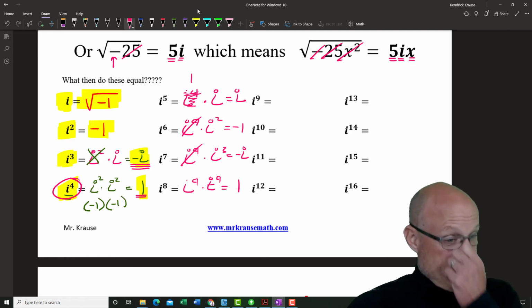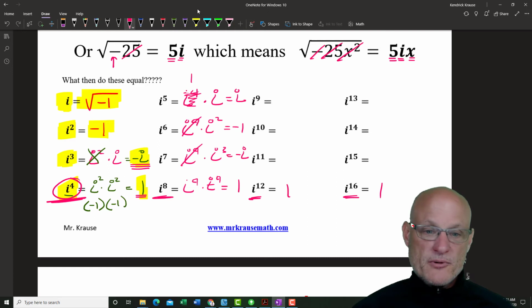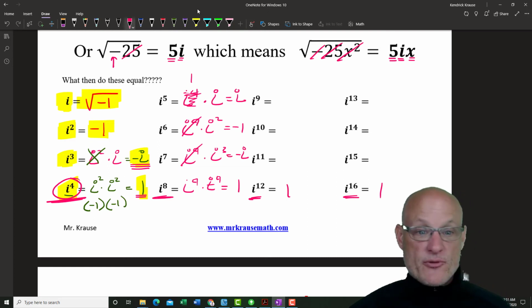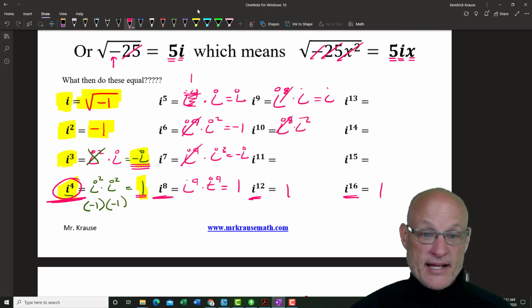So you're going to see that every multiple of 4 is just 1. Every multiple of 4. So if I wrote this I to the 9th, I could write this as I to the 8th times I, which is just I. I can rewrite this as I to the 8th times I squared. I to the 8th is just 1, so we don't need that. I squared is negative 1.